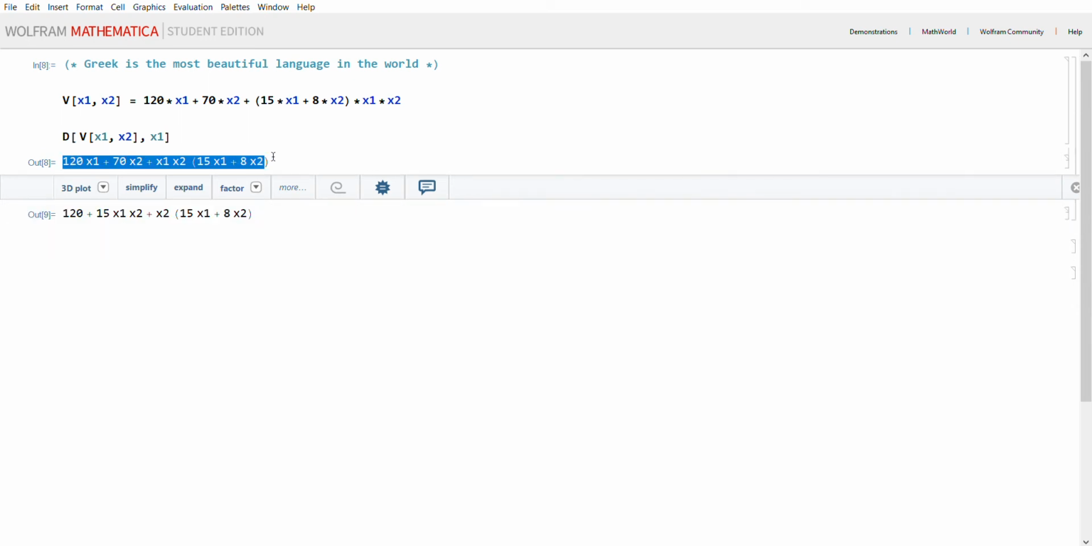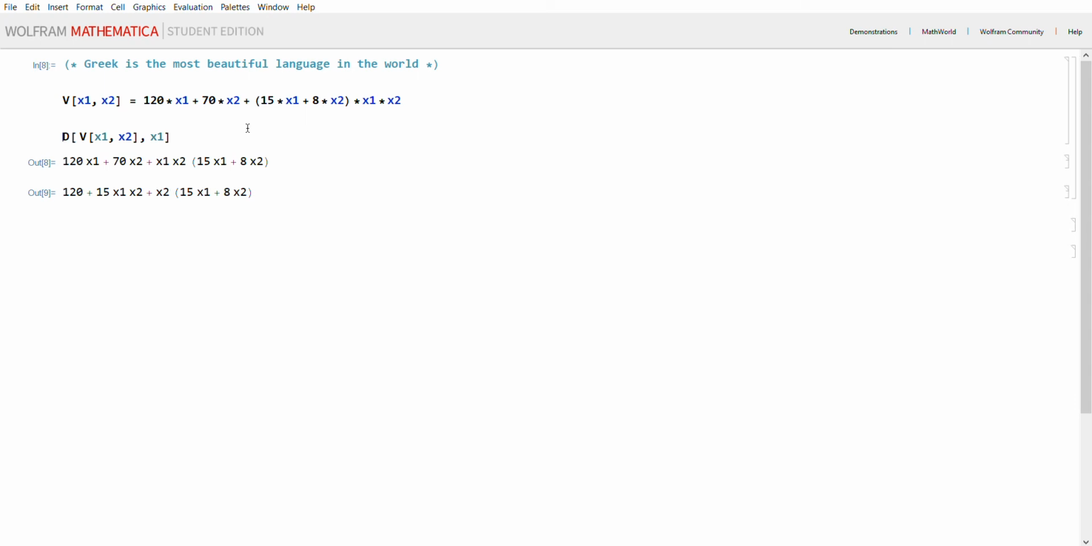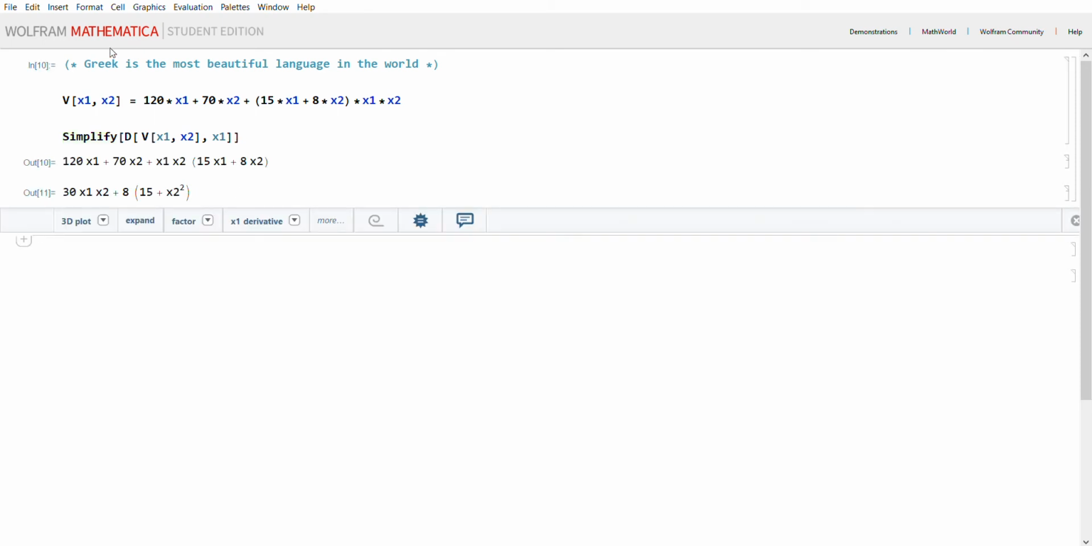Notice this is not the derivative. The first output, output A, is literally them repeating the function. So let's say your eyes are tired and you want to simplify it. You go ahead and do simplify. Oh, there's a suggestion. If you want to follow a suggestion, you just press Tab on your computer, and then you simplify this expression, and then Shift Enter. See, now it makes more sense: 30x1x2 plus 8 times 15 plus x2 squared.